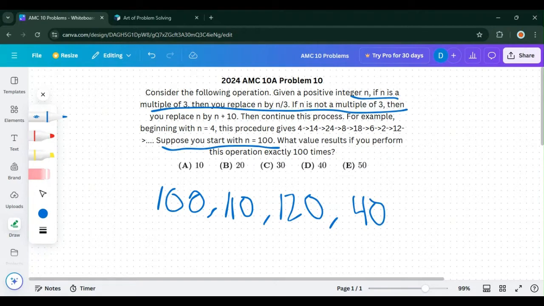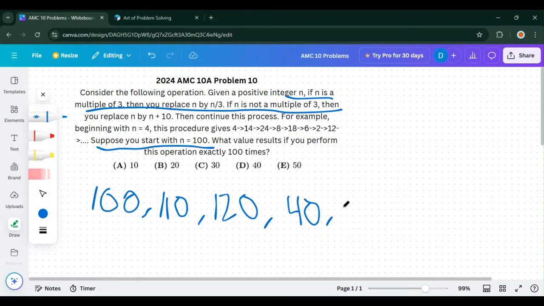For those of you who don't know the divisibility rule of 3, make sure to learn that before solving this problem. I'll probably make a video on all the divisibility rules sometime in the near future. So yeah, now let's continue on the problem.